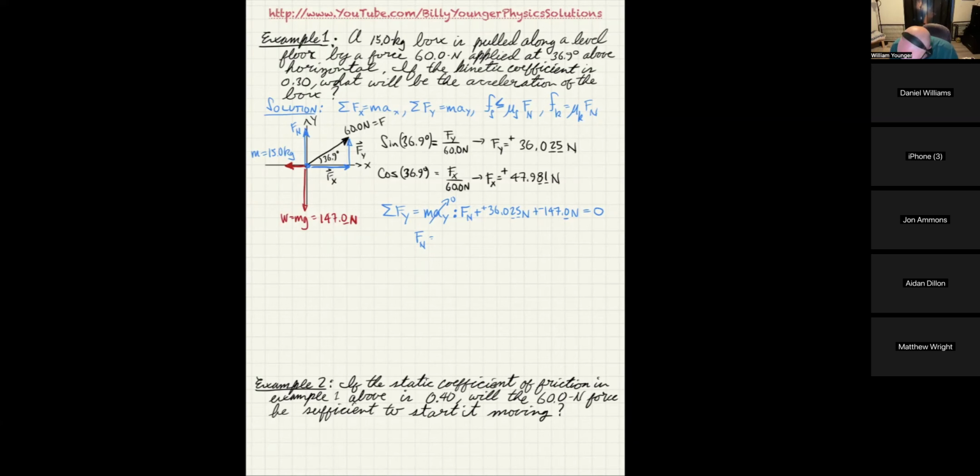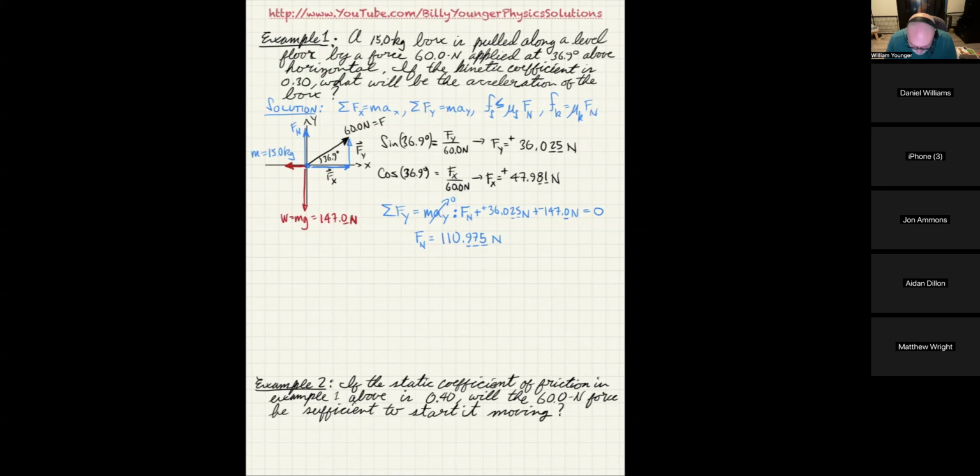Minus 36.025, and that gives me 110.975. Now notice the 36.025 was only good to one decimal place. The 147 was good to no decimal places. So technically speaking, the 9, the 7, the 5 are not significant figures, but we still managed to hold on to three of them.